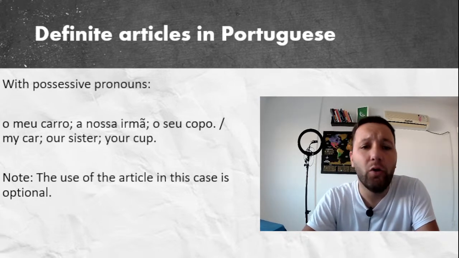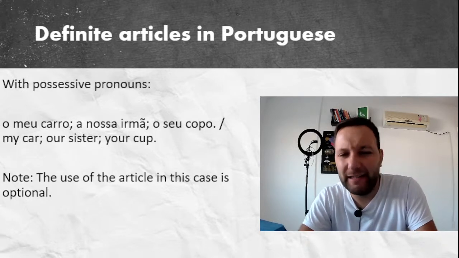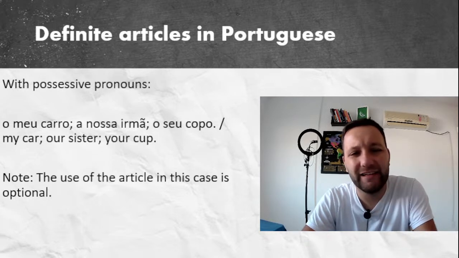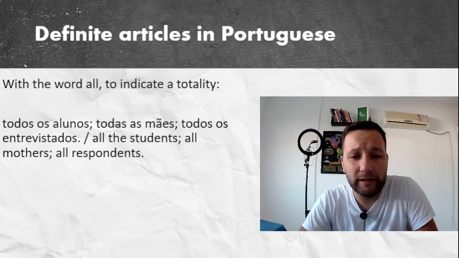For example, o meu carro, my car. If you translate o here in the beginning of the sentence, it doesn't make sense. My car. Don't say this. Nossa irmã, our sister. Okay? Easy or difficult? And also with the word all, that is todo, tudo in Portuguese, to indicate a totality.